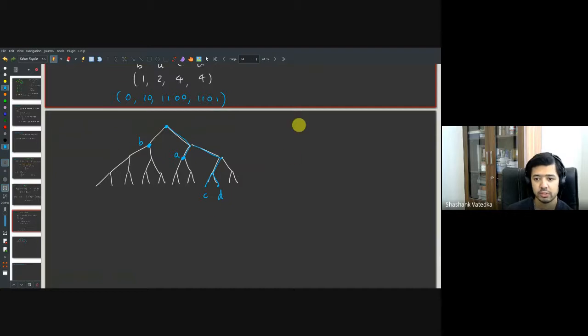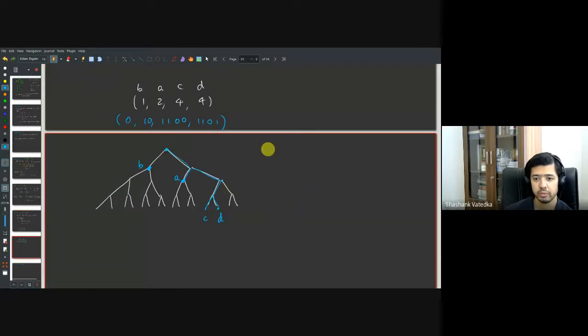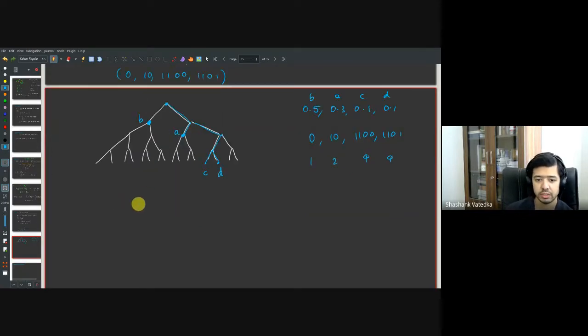So these are the code word lengths. Remember that the probabilities were 0.5, 0.3, 0.1, 0.1, for B, A, C, and D. And the code words are 0, 1 0, 1 1 0 0, and 1 1 0 1. The lengths are 1, 2, 4, and 4. So what is the expected length in this case?